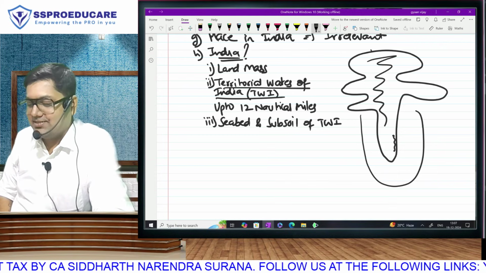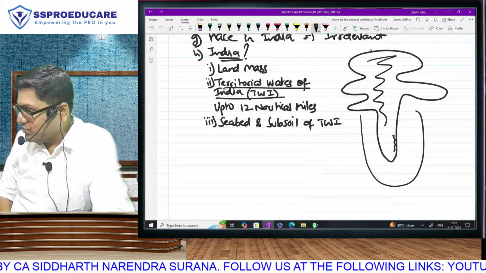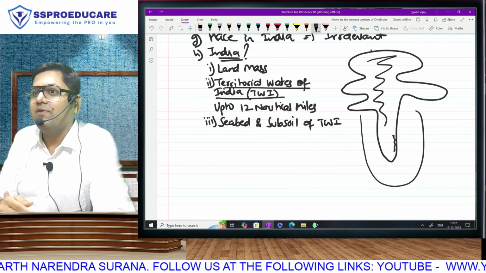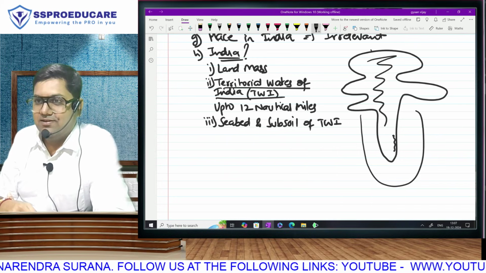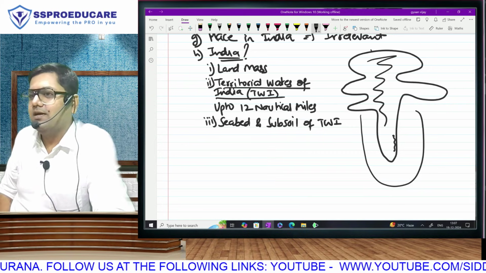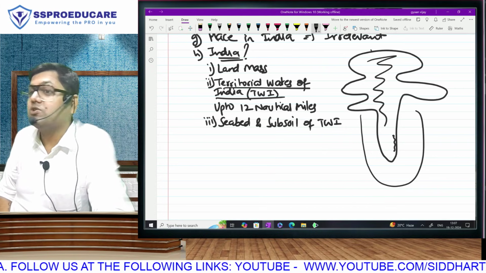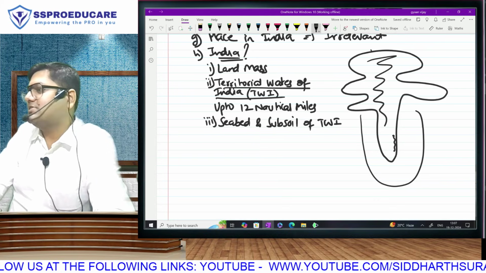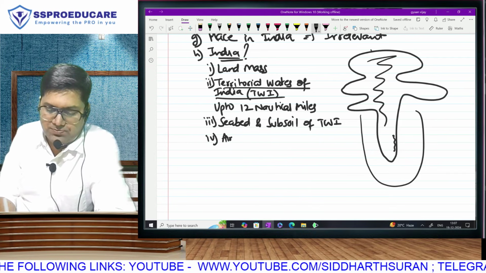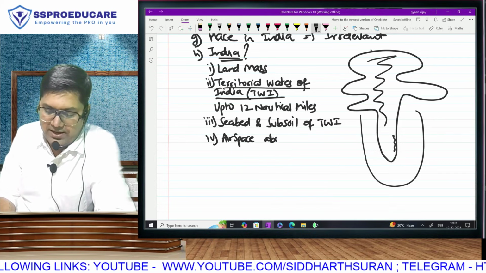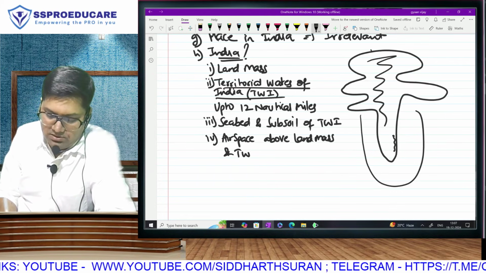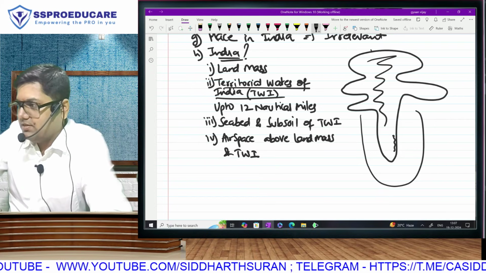This story, what you have to understand is simply this. When Bhim was thrown in the river, he reached up to the sea bed where he found that Nag Devta. If it is within the distance of 12 nautical miles, it is going to be considered as India. So land is India, waters are India, and the depth of the water up to the seabed is also India. Last, the airspace. Which airspace? The airspace above the landmass as well as the territorial waters will be considered as India.